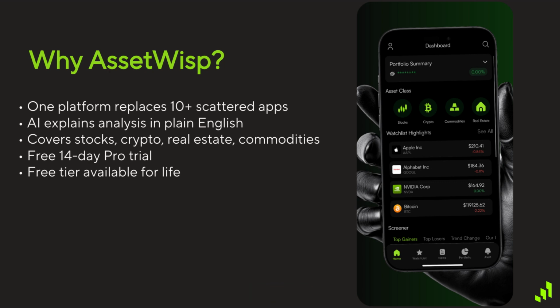Here's what we're solving. One platform: stocks, crypto, commodities, and real estate. All powered by AI that actually explains things in plain English, not just throws numbers at you. Stick with me for the next 15 minutes. I promise you'll see why many investors are switching to AssetWisp.